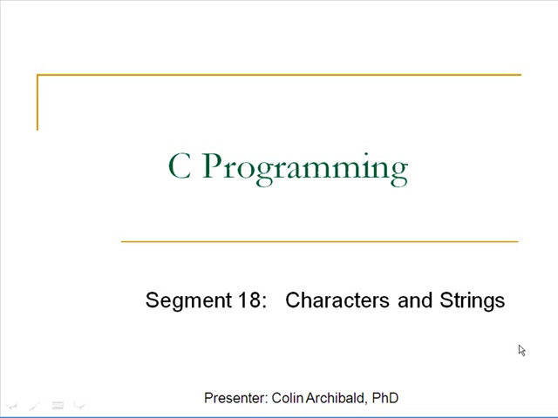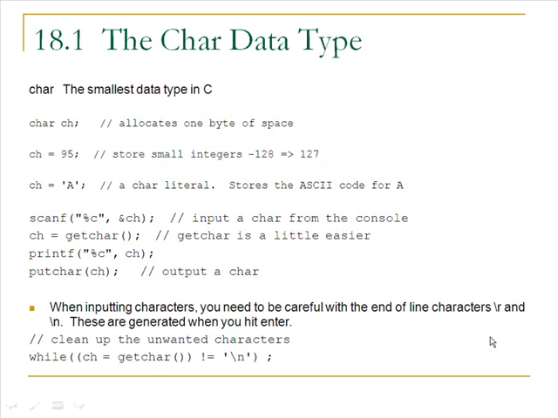Hello and welcome back. We're going to talk about characters and strings in this segment. We talked about the char data type very early in the early segments, and here's the declaration of a char. You can say char if you want to. It is the smallest data type in C. It comes in two flavors, signed and unsigned. If you don't say unsigned, then the default is that we have a signed char.